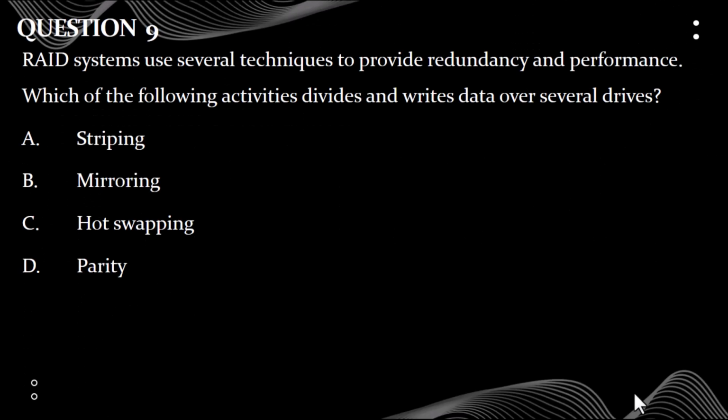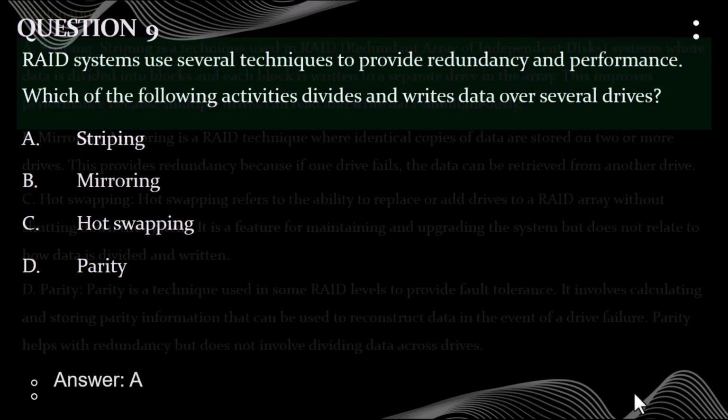Question 9. RAID systems use several techniques to provide redundancy and performance. Which of the following activities divides and writes data over several drives? A. Stripping. B. Mirroring. C. Hot swapping. D. Parity. The activity that divides and writes data over several drives will be option A.